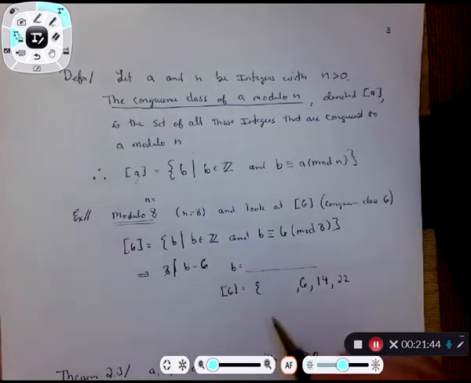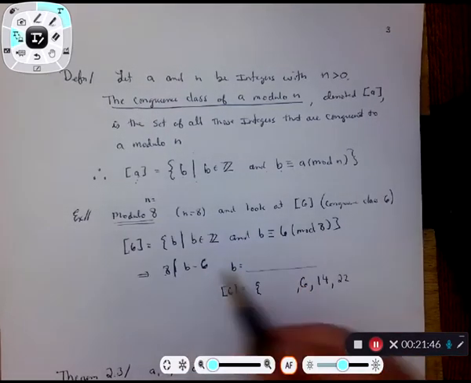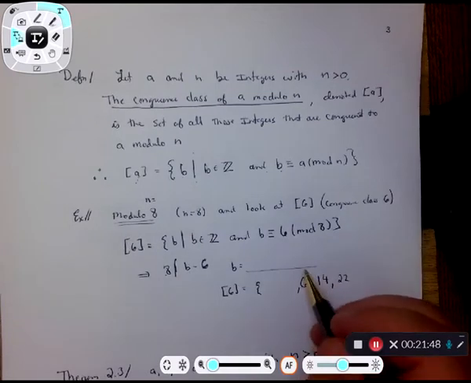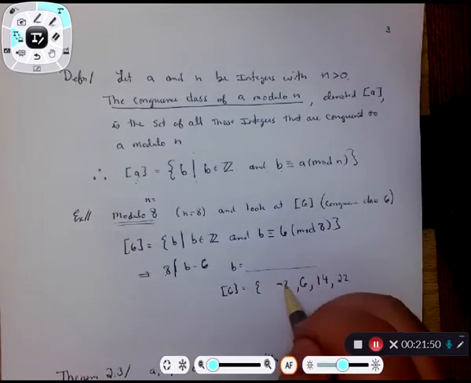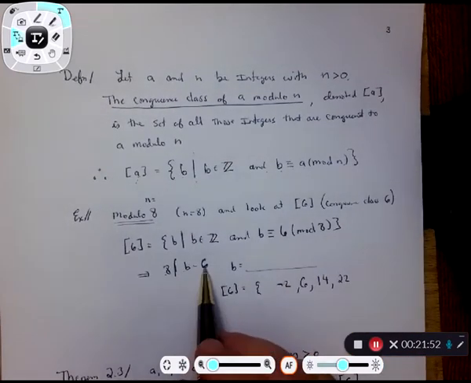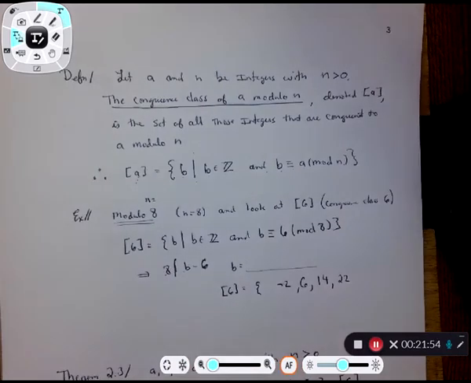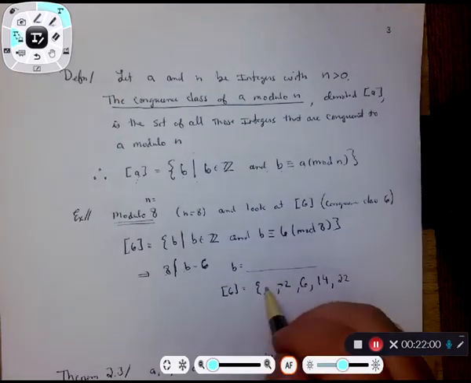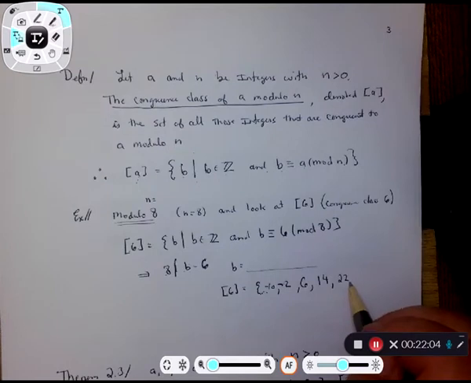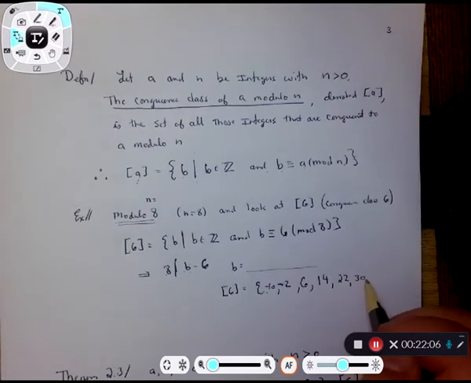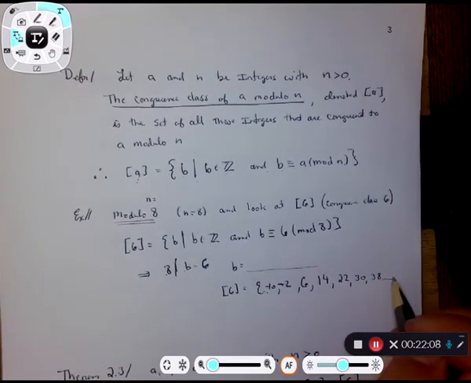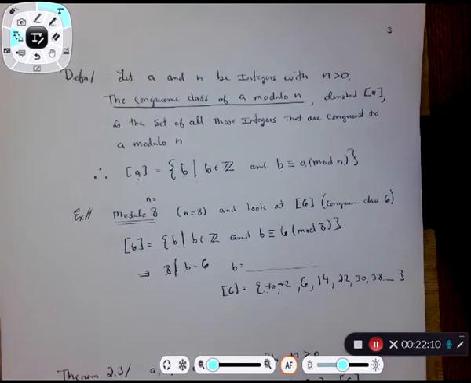I can go the other way. How about negative 2? Negative 2 minus 6 is negative 8. 8 divides negative 8. And then pretty much I can start running the pattern from this. The next one would be negative 10 on this side, dot, dot, dot. On this side, the next one would be 30. The next one would be 38, dot, dot, dot. And I keep on going.